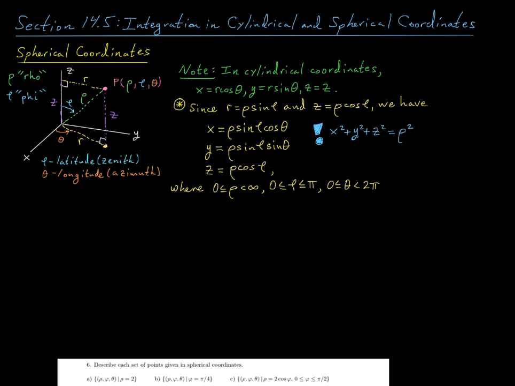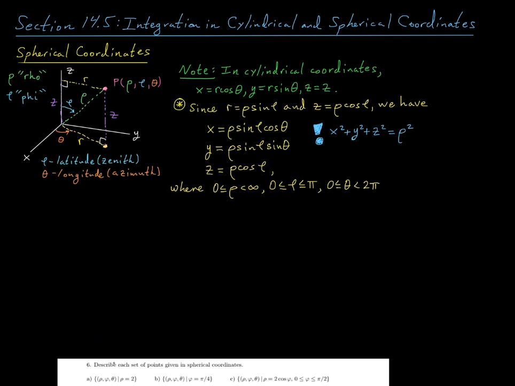The expression on the left is just the square of our distance from the origin. And rho measures our distance from the origin. So it makes sense that this left-hand side would just come out to be simply rho squared. Okay, so now let's look at question 6 on the worksheet.